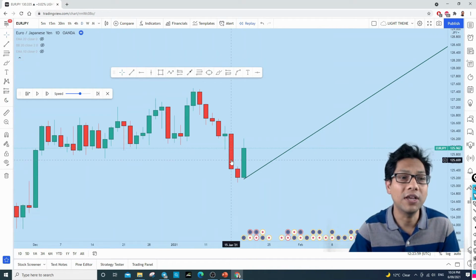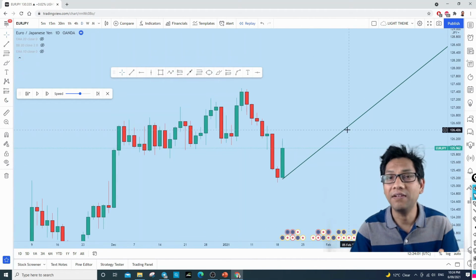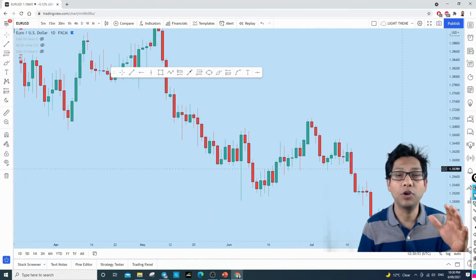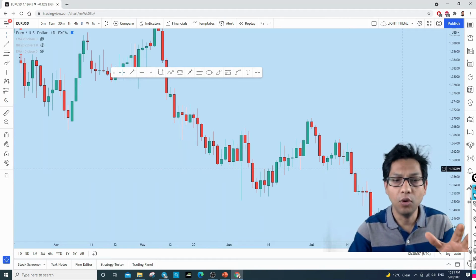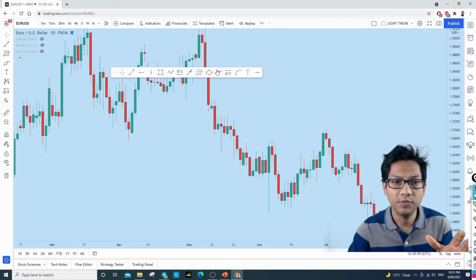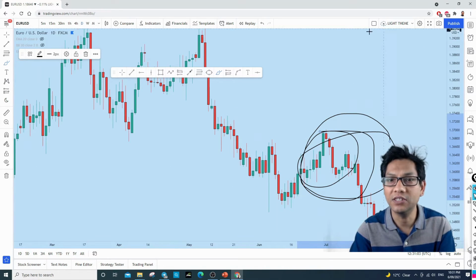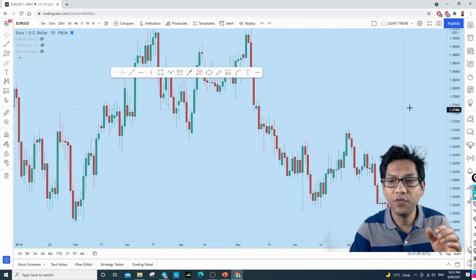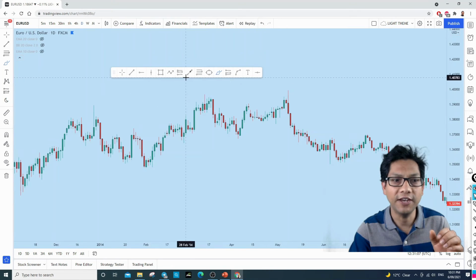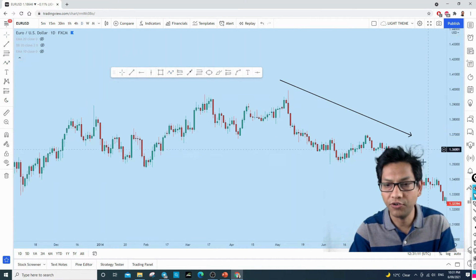Now let's see more examples of bearish candlestick patterns. So let's see this example on Euro Dollar for a bearish engulfer. Now look at this zone here. We can see a couple of bearish engulfers in this zone. First of all, look at the direction of the trend. This is the established direction of the trend, a downward trend, right?